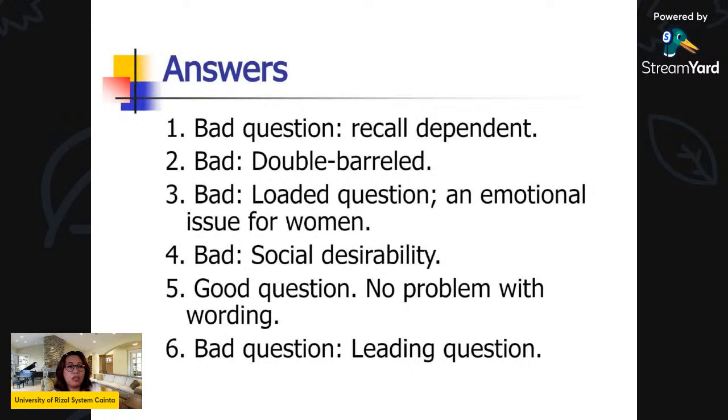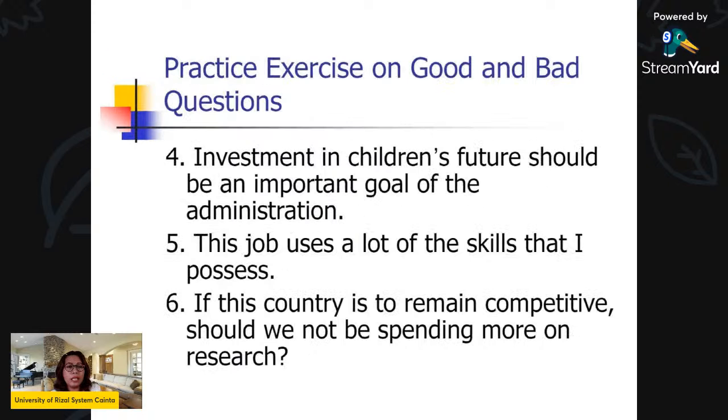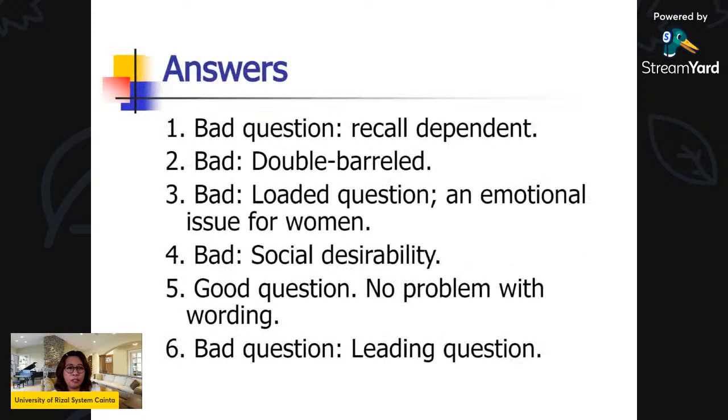Okay? Meaning to say, community desirability lang ang ina-identify po para dyan. Number 5, it is a good question. Bakit po? Balikan natin. Because this job uses a lot of the skills that I possess. Meaning to say, one particular person lang ang ina-identify. Okay? Maayos yung kanyang identification of the questions or comments.